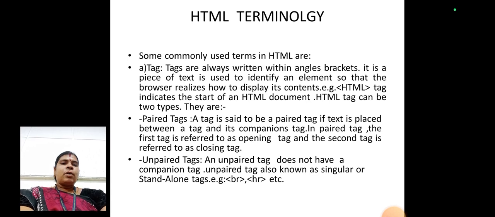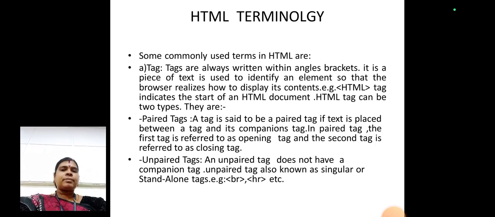HTML terminology. Some commonly used terms in HTML are tag. Tags are always written within angle brackets. It is a piece of text used to identify an element so that the browser realizes how to display its content. Example, the HTML tag indicates the start of an HTML document. HTML tags can be of two types. They are paired tags and unpaired tags.